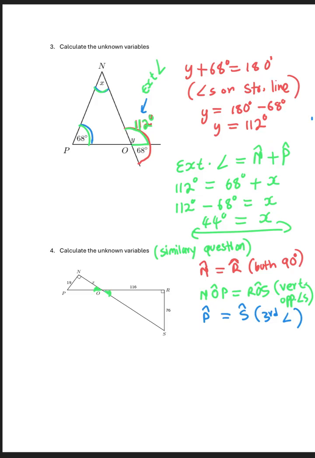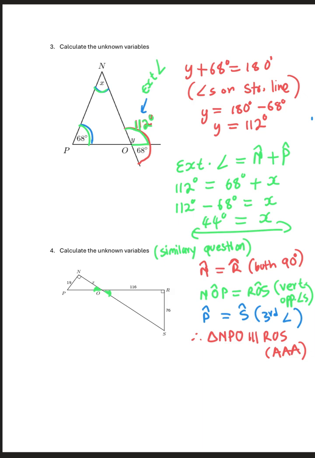Therefore we make a conclusion. Therefore triangle NPO is similar to triangle ROS. Reason, angle, angle, angle. So the triangles are similar. And because the triangles are similar, it means what? The sides are in proportion.